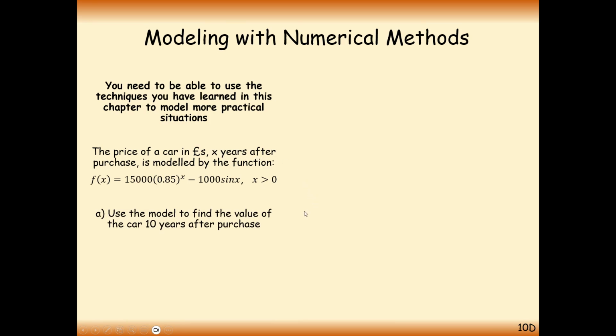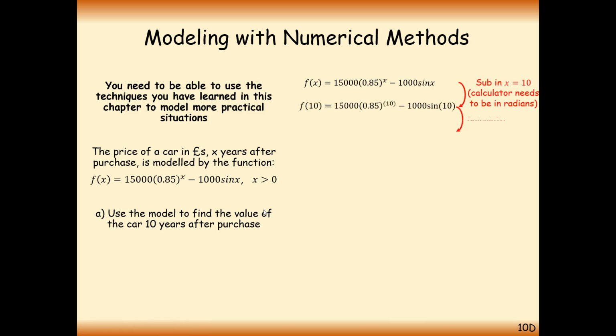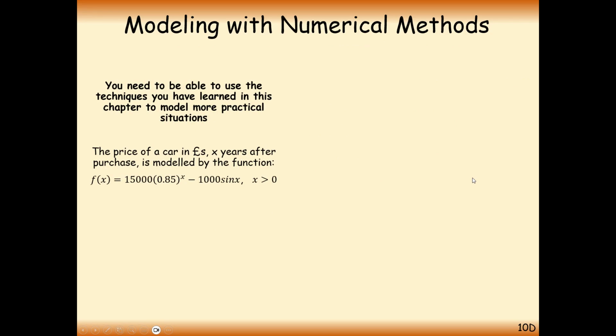So the question in part A is asking us to use the model to find the value of the car after 10 years. That should be an easy piece of work. By substituting 10 for the value of x, we will evaluate the function and the result is easily found. Pound values are rounded to two decimal places, so we give our answers to two decimal places.